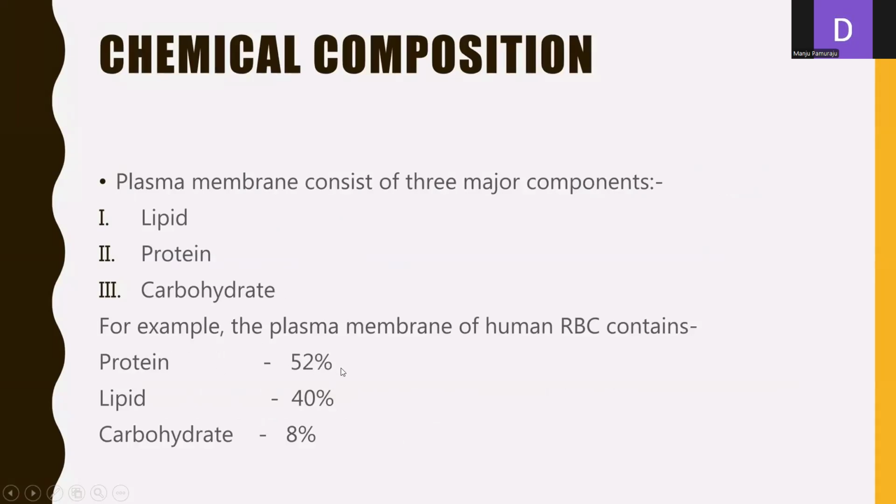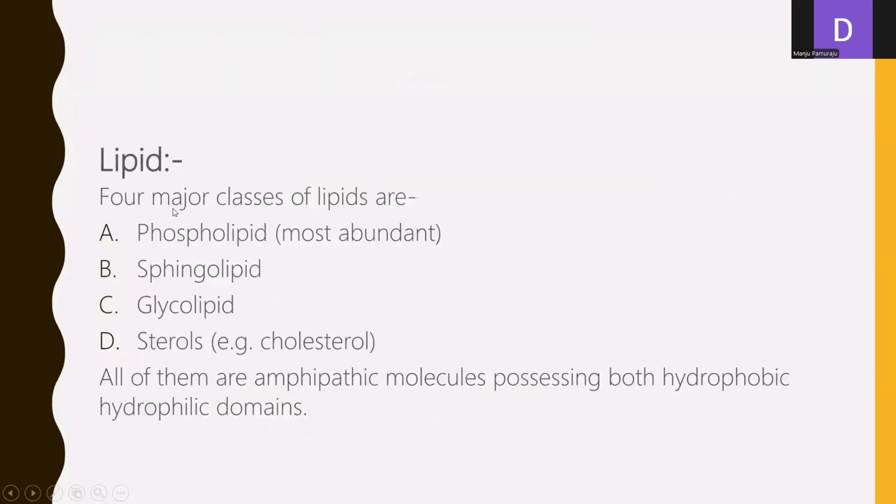This is the example of the plasma membrane of the human RBC, which contains proteins 52%, lipids 40%, and carbohydrates 8%. Among lipids, four major classes are present. The first one is phospholipids, the most abundant lipids, and then sphingolipids, glycolipids, and sterols, for example cholesterol. All of them are amphipathic molecules, possessing both hydrophobic and hydrophilic domains.